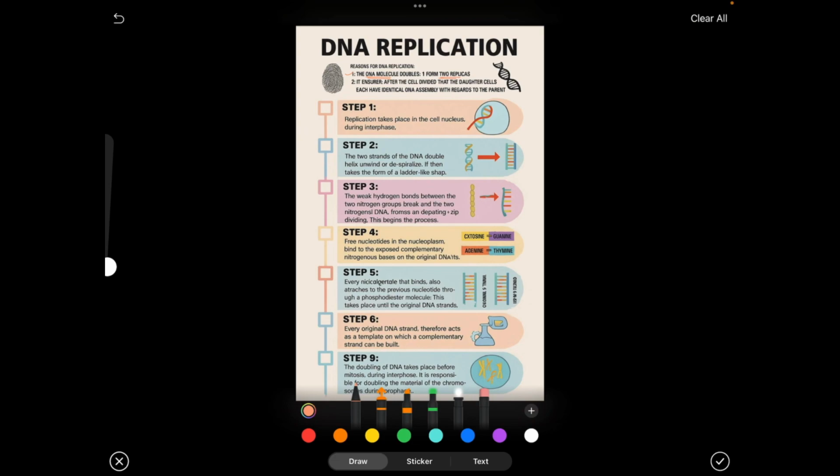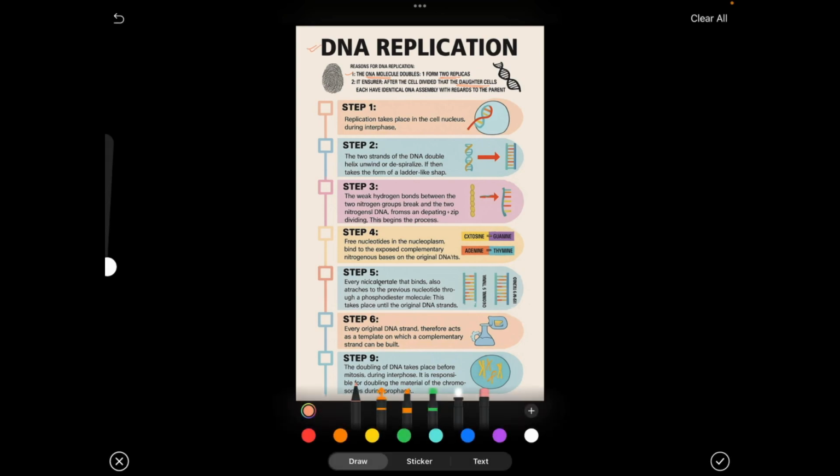After the cell division, it ensures that both daughter cells have received one DNA from the parent cell. So that is why DNA replication is important, so that each daughter cell can have one single copy of DNA. That is why DNA replication is essential.